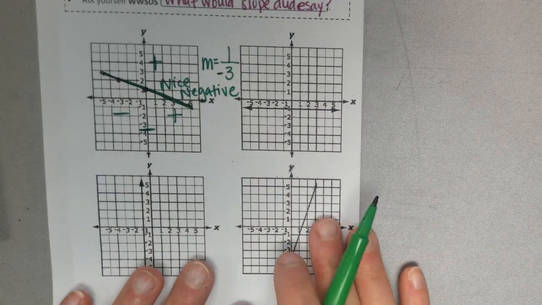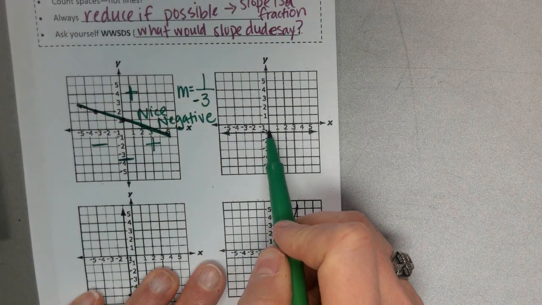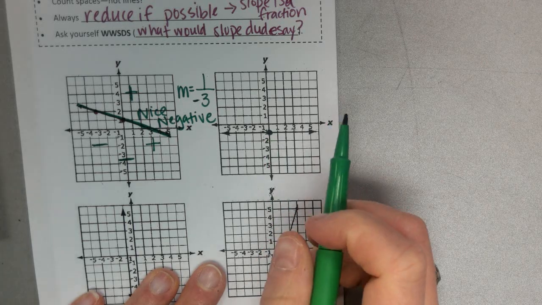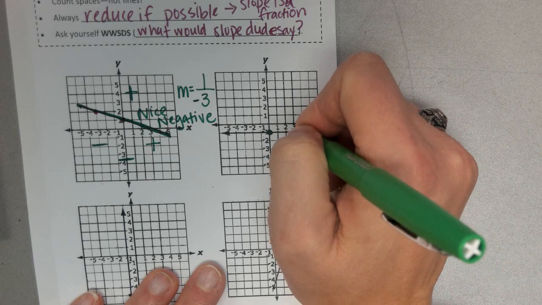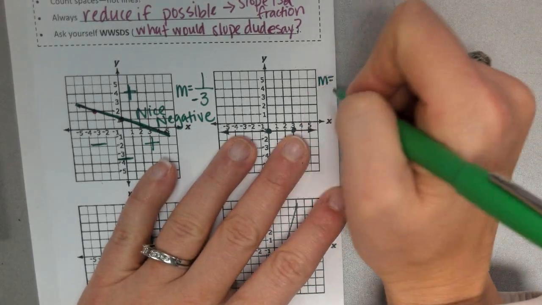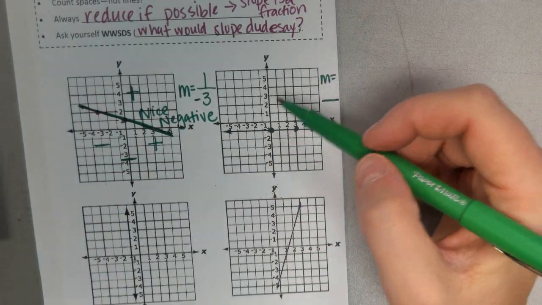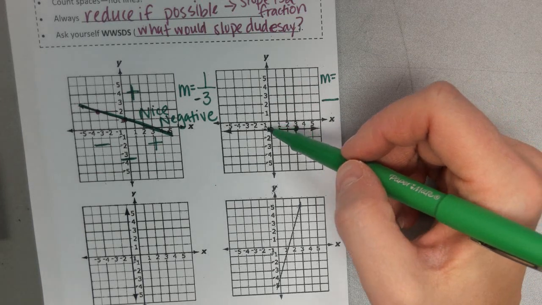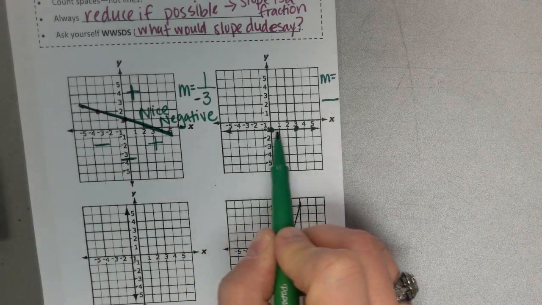Alright, let's do the next one. Here's our line. Okay, it crosses here, and another point that it crosses here, let's just say the 3. So we're going to do our m equals, and we're going to make a line. Our change in y. There's no change in y. The line is completely flat and horizontal.